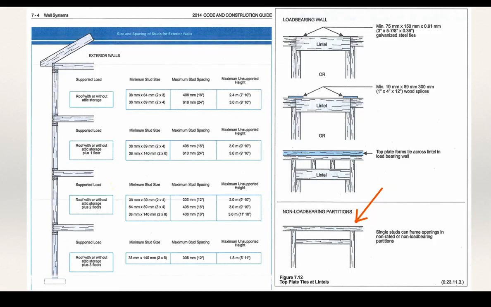Also, we might have non-load-bearing partitions on the inside, or potentially non-load-bearing exterior walls. It depends on how you frame your roof and how things are loaded. But here you can see we just have like a 2x4 or a 2x6 on the flat. Probably we would have some upper jack studs here. But yeah, if it's not carrying weight, we don't need to put a beam in there. There's no need for that.